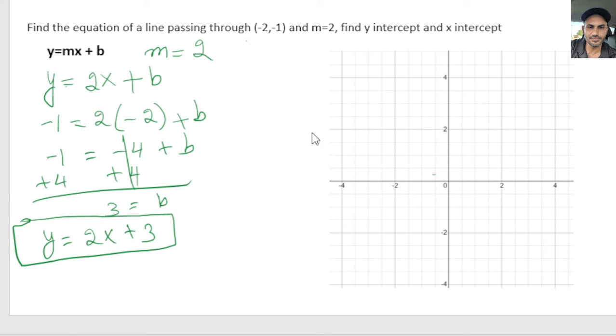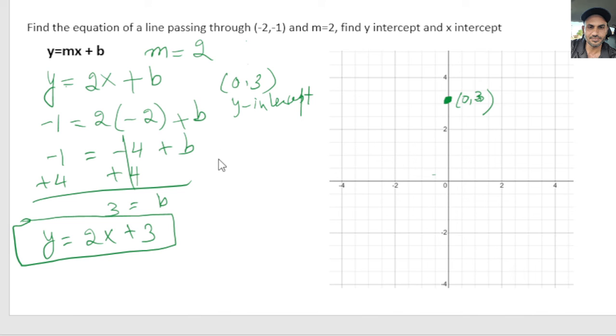All right, so our y-intercept is 3, so the y-intercept would be 0 comma 3. This is the y-intercept, and we can plot this point right here. It would be right here. This is 0 comma 3.